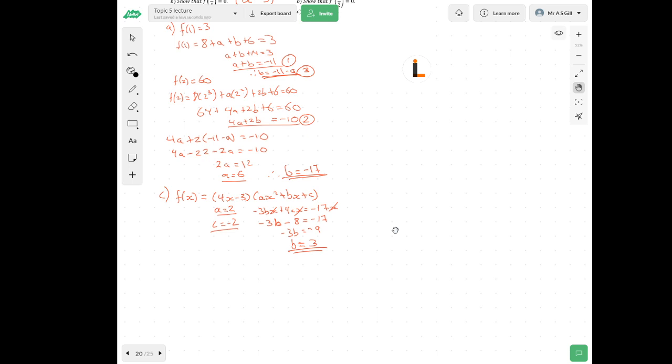So now we have f of x equal to 4x minus 3, and then 2x squared plus 3x minus 2. Sorry, minus 2, not minus 2x, just minus 2.